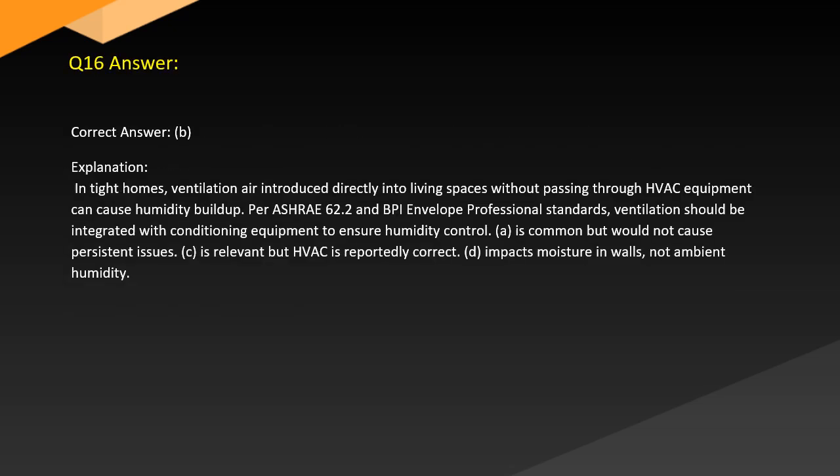Answer. Correct answer: B. Explanation. In tight homes, ventilation air introduced directly into living spaces without passing through HVAC equipment can cause humidity buildup. Per ASHRAE 62.2 and BPI envelope professional standards, ventilation should be integrated with conditioning equipment to ensure humidity control. A. Is common but would not cause persistent issues. C. Is relevant but HVAC is reportedly correct. D. Impacts moisture in walls, not ambient humidity.